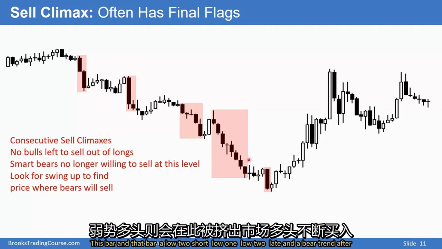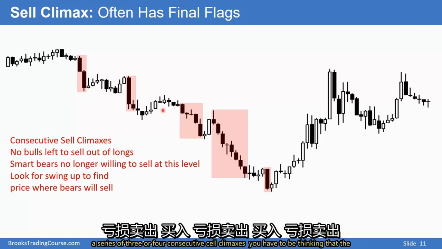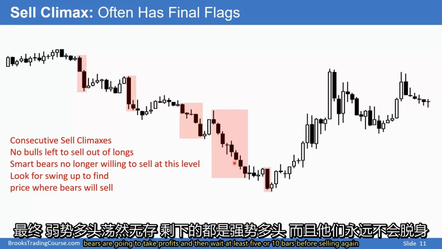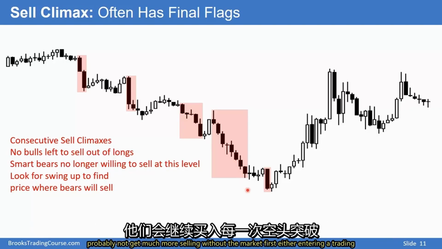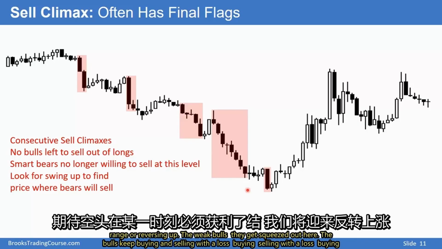Late in a bear trend, after a series of 3 or 4 consecutive sell climaxes, you have to be thinking that the bears are going to take profits and then wait at least 5 or 10 bars before selling again, and the strong bulls will start buying using wide stops, scaling in, betting that we will probably not get much more selling without the market first either entering a trading range or reversing up. The weak bulls, they get squeezed out here.